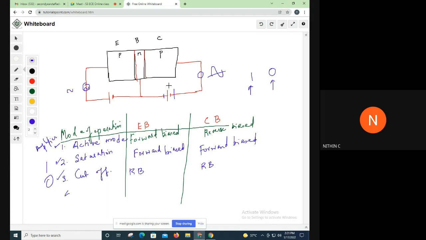So that's all about the two major applications of transistors. Now we need to learn how the structure changes. We will learn that.